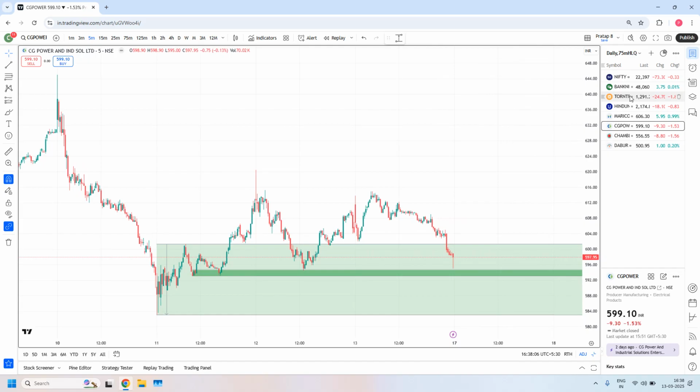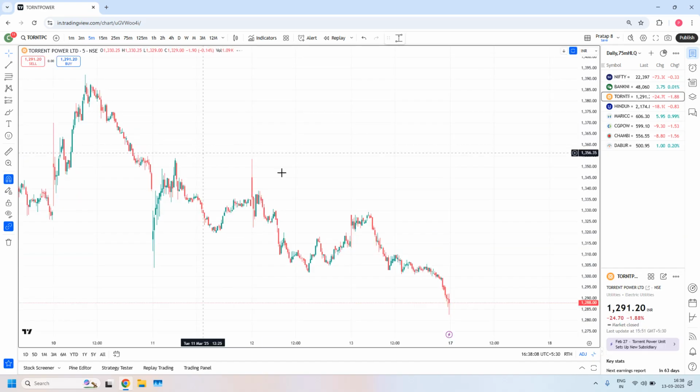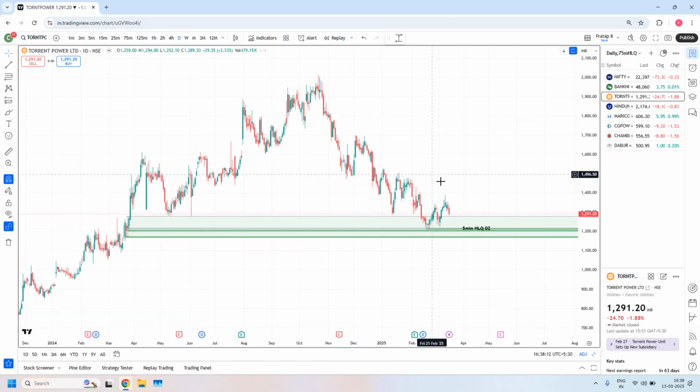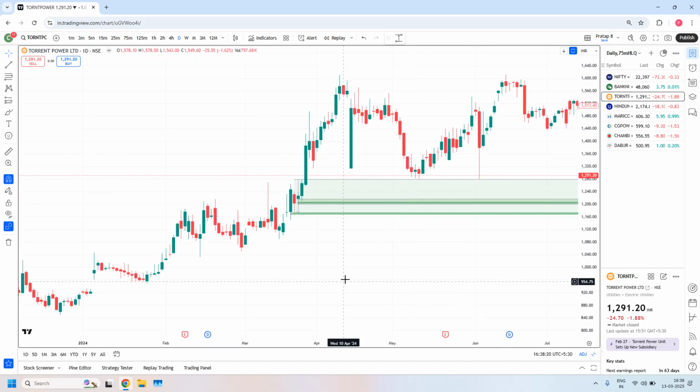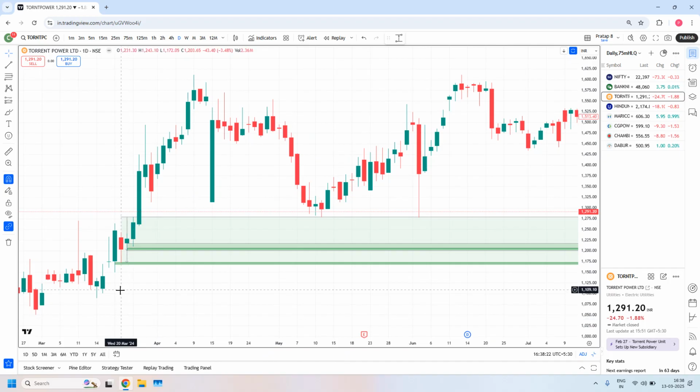And remaining, quickly let me finish how I fine-tuned Torrent Power. Torrent Power, we did not discuss yet. This is a daily high liquidity demand zone. Our software identified this as a rally, 3 base candles, rally.